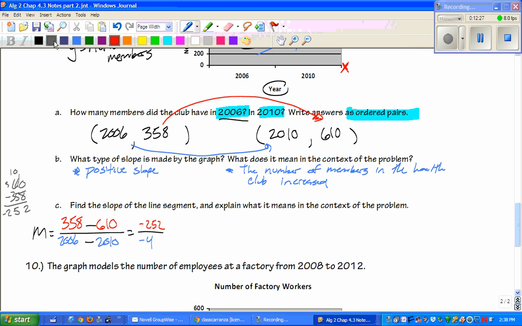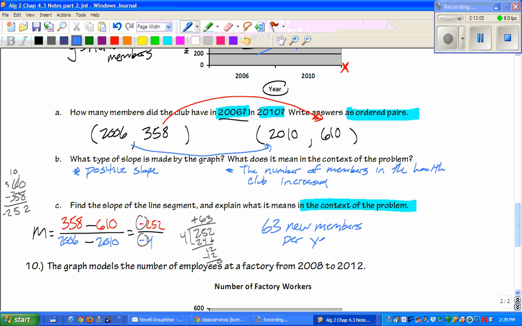Okay, we're not done yet because we have to figure this out. We have to divide. So 252 divided by 4. 4 does not go into 2, but it goes into 25 6 times. Bring the 2 down, and 4 goes into 12 3 times. And a negative divided by negative makes this number positive. So there's the slope, but what's it mean? Okay, that means that each year the club got 63 new members because it's increased per year.